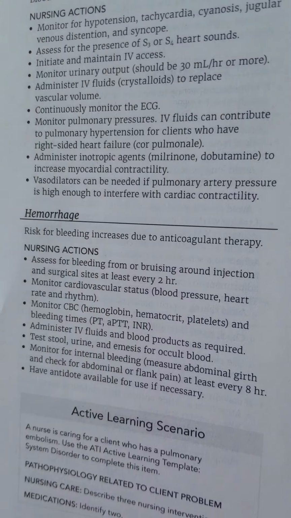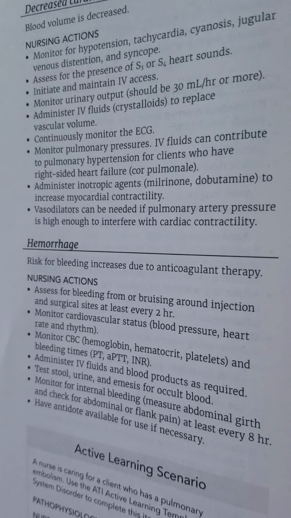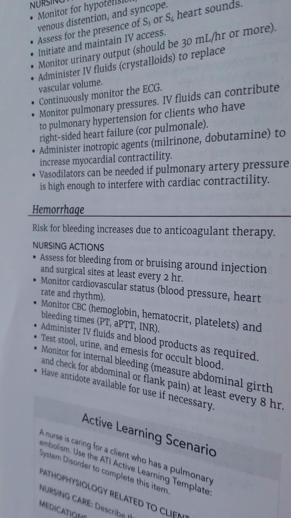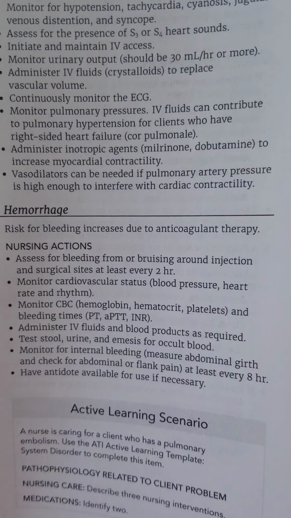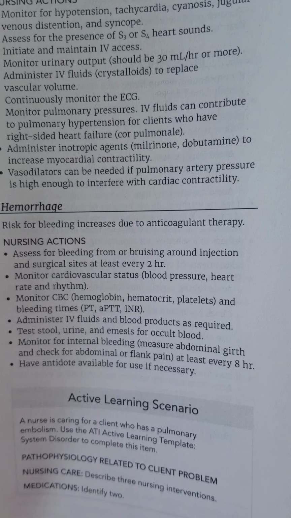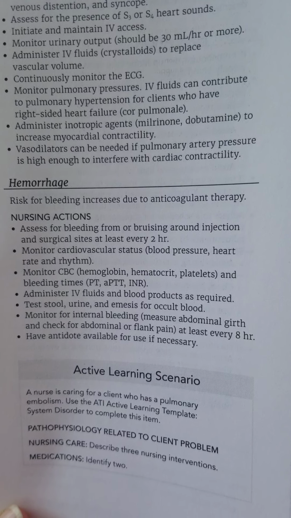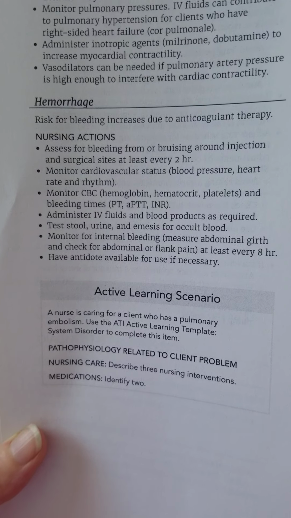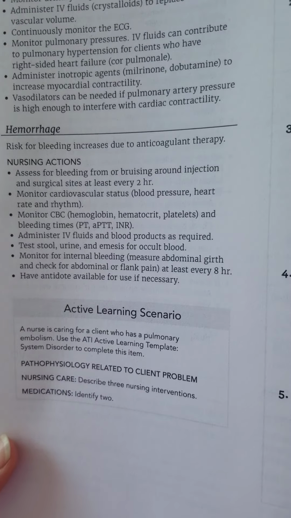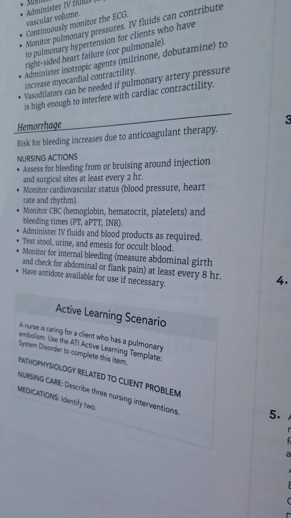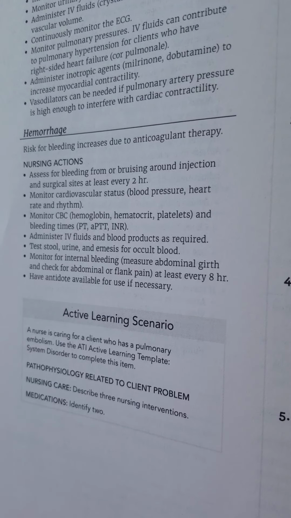Administer inotropic agents such as milrinone and dobutamine to increase myocardial contractility. Vasodilators can be needed if pulmonary artery pressure is high enough to interfere with cardiac contractility. Another possible complication of PE is hemorrhage. Risk for bleeding increases due to anticoagulant therapy.